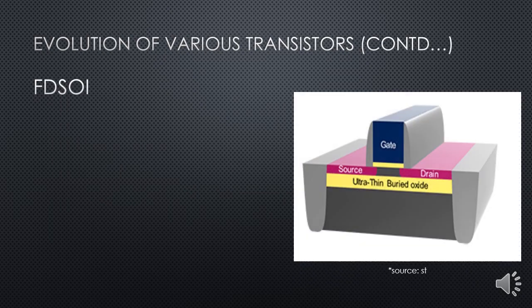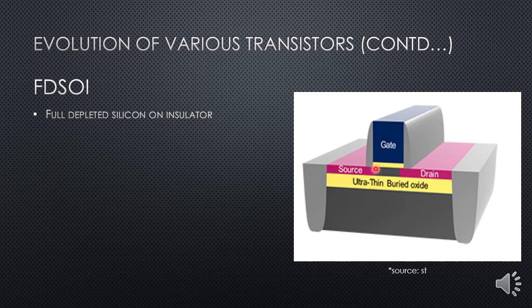FDSOI. It's nothing but fully depleted silicon on insulator. Once again it is a horizontal channel. But the difference between planar CMOS and FDSOI technology is the construction. As you can see here, we have an ultra thin buried oxide layer. We call it buried oxide because it is underneath the source and drain. We fabricate this ultra thin buried oxide layer first, and then on top of that we grow the source and drain, then the oxide layer, and again one more gate.